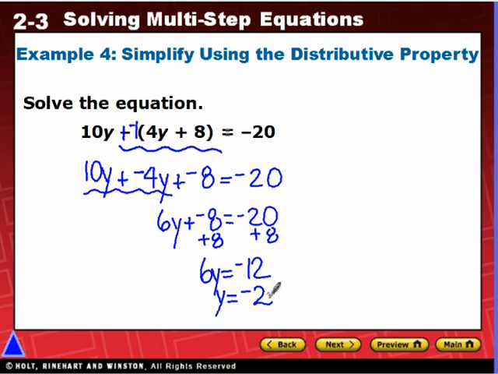Let's quickly check it. 10 times negative 2 would be negative 20 minus, right, 4 times negative 2 is negative 8. Always go back to the original problem. Oh, negative 8 plus 8, well that's nice because that's just 0. So all that would be left then is negative 20, and that's what it's supposed to equal. Pretty convenient. That's it for lesson 2-3. We'll do some more examples together in class to clarify anything you're confused about.